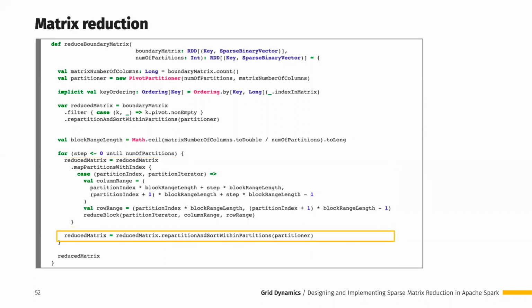But what's important is that after we reduce each block, at this stage, we must repartition again, and sort within partitions, based on the same partitioner. Because map partitions with index, with this reduce block, will change the pivots of columns, right? So we need to do repartitioning. And we keep going. And at the end, we get a reduced matrix.